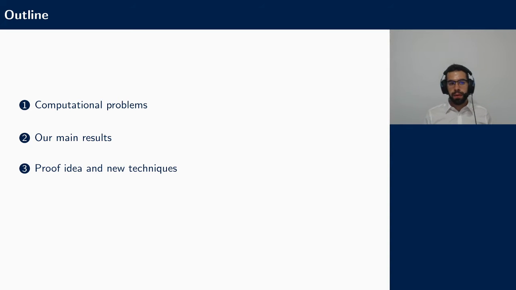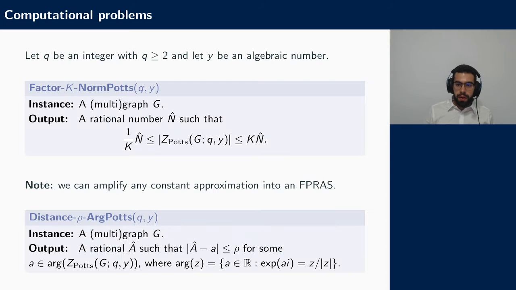So in the rest of the talk, first I'm going to formally define the computational problems that we consider. Then I'm going to state our main results. And finally, I'll give some of the ideas that you can find in our proofs. So for the computational problems, we fix the two parameters, q and y. q is an integer that is at least 2. For y, we restrict ourselves to algebraic numbers because we know how to compute with them efficiently.